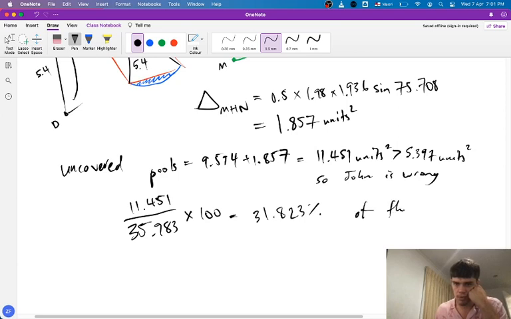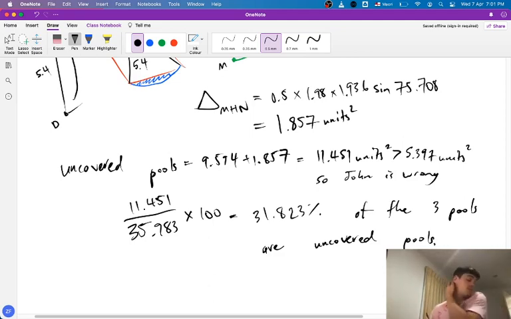Of the three pools are made up. Uncovered pools. I don't know. I'm not an English teacher. No, that's a bad excuse.